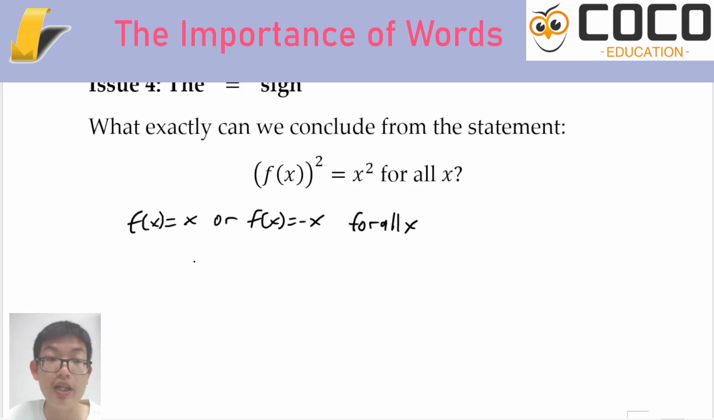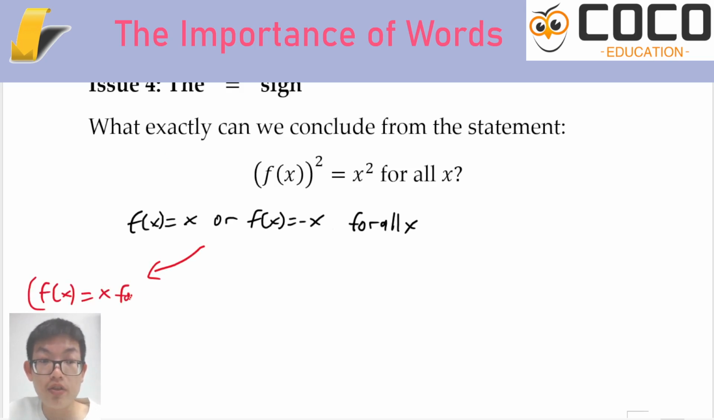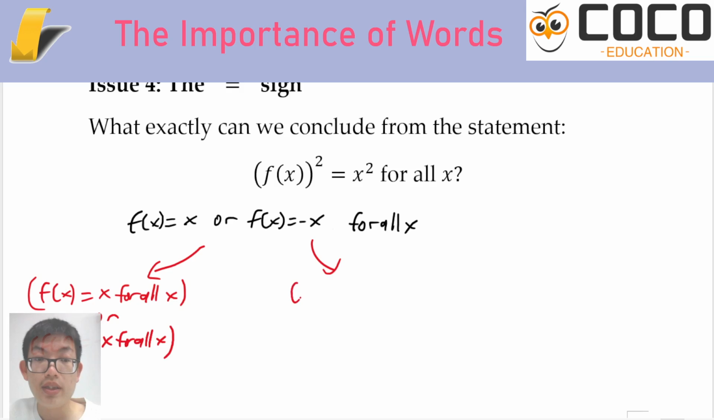f(x) equals x or f(x) equals minus x for all x has two possible meanings. Tell me which one's correct. Is it that f(x) equals x for all x, or f(x) equals minus x for all x? Or is it that f(x) equals x or f(x) equals negative x for all x?